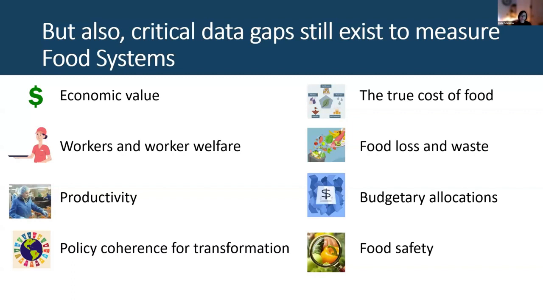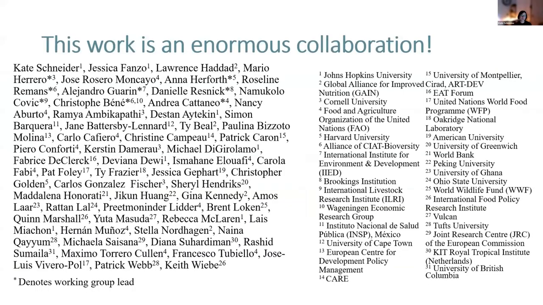So just to conclude, I hope this was a useful introduction to the Food Systems Countdown Initiative. I want to point out that it's an enormous collaboration. What you see here is the list of authors from our most recent baseline paper, which is the majority of what we're talking about today, but we actually already have our next paper in the works, so stay tuned, that should be coming out soon.